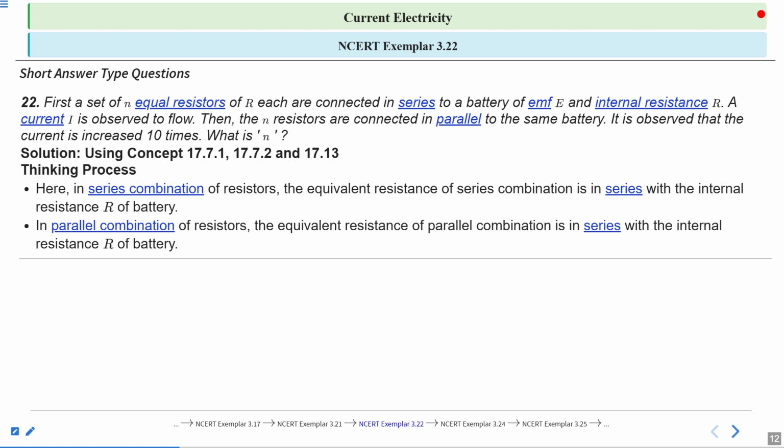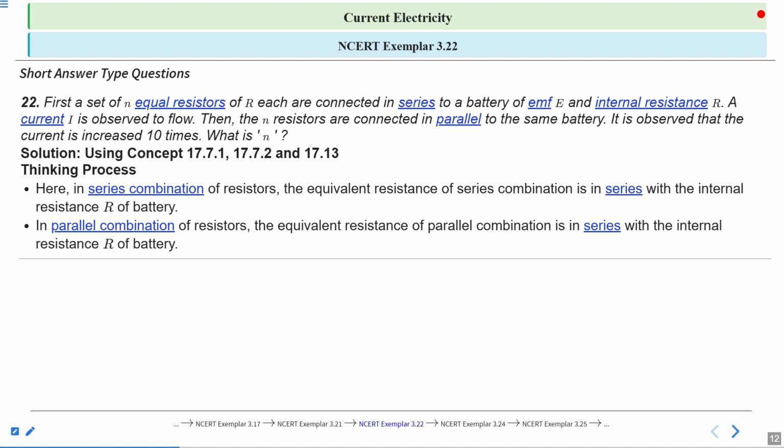Even in the parallel combination, the equivalent resistance is in series, because the battery is connected with the combination of resistors. If we take the combination of resistors as one resistor, in parallel or series both, this combination will be connected in series with the internal resistance R, meaning in series with the battery. Internal resistance is of the battery or cell.